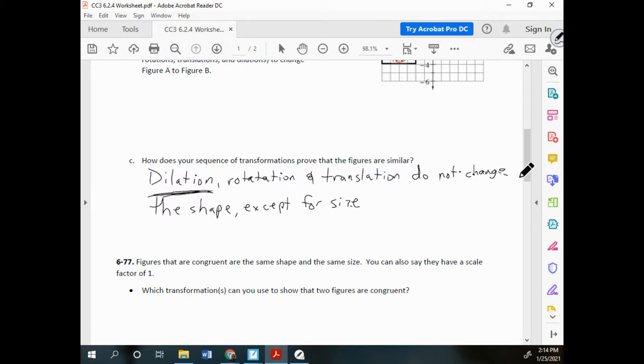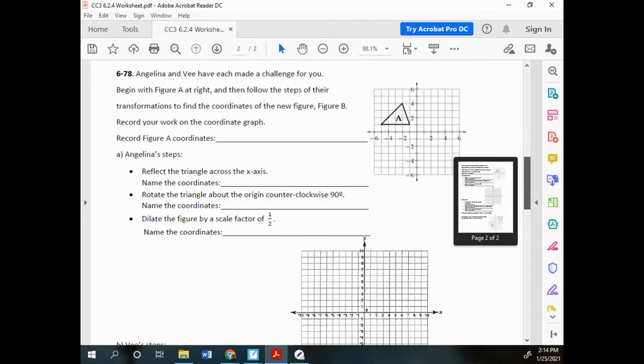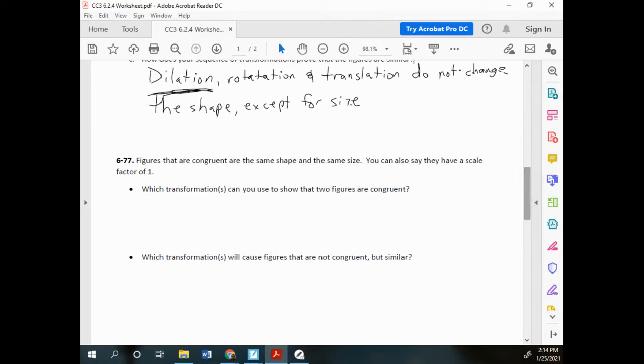Now, last problem we're doing on the video today, problem 677. Figures that are congruent are the same shape and the same size. Now, this is confusing, so please be careful. In fact, please circle this. Congruent, same shape and the same size. Congruent means that they are the identical shape. They do not get bigger. They do not get smaller. Okay? You can also say that they have a scale factor of 1. By the way, if you have two shapes that are congruent, are they similar?